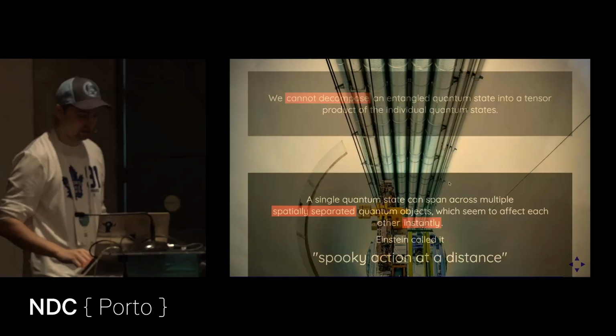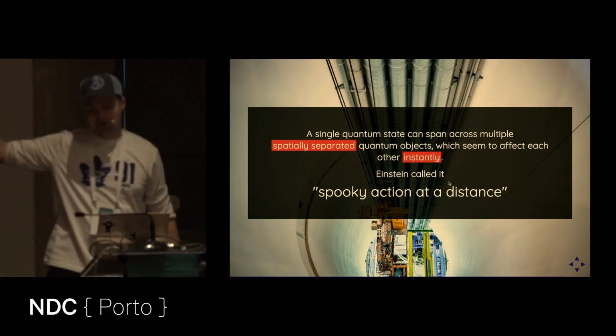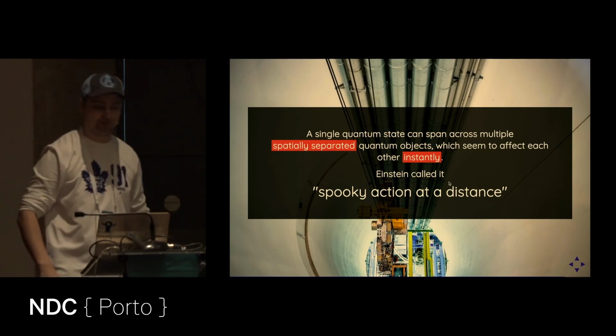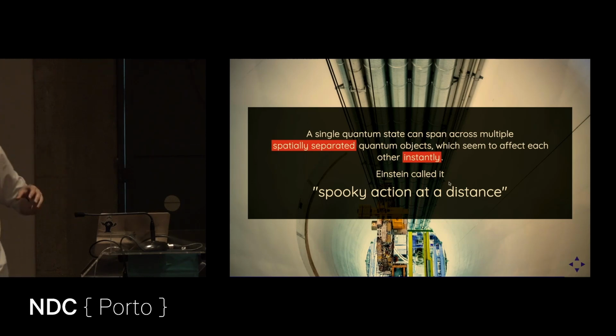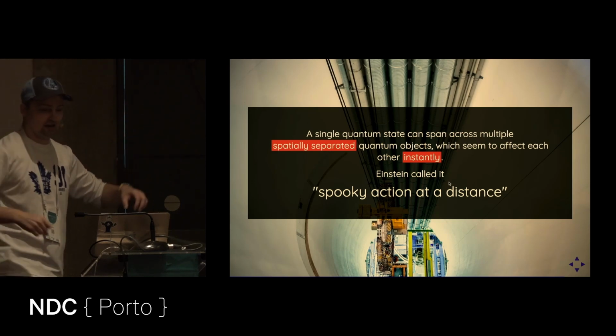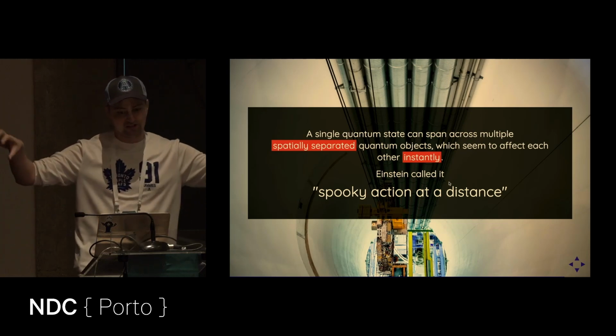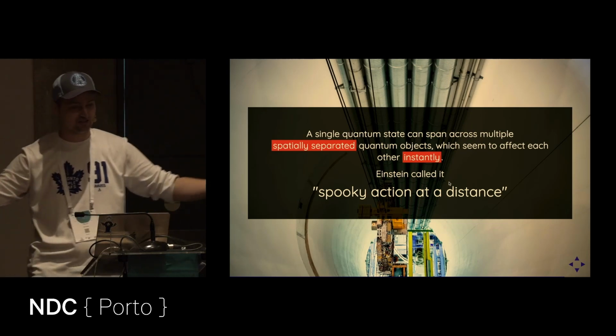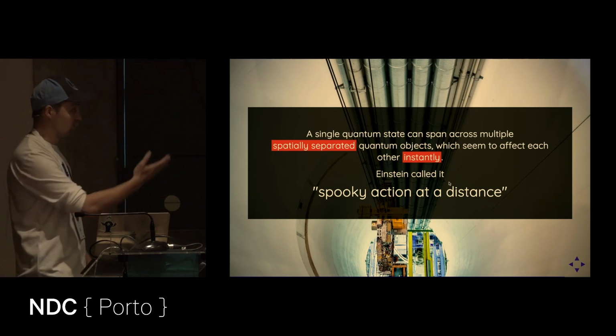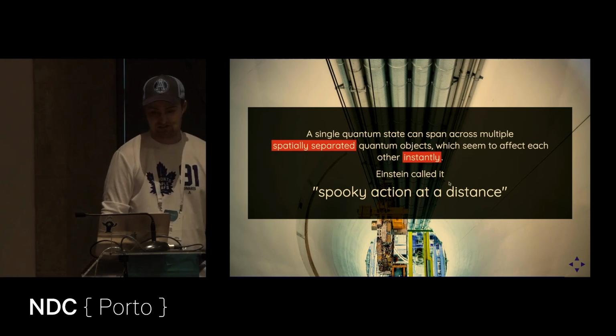But the problem is, we can send one of them this way and one of them this way. This is what is happening in the experiment. So they can become spatially separated, but quantum mechanics still tells us that they are one thing. And because of that, when they are measured, they acquire a random value, but it's always the same. So it seems that they are communicating instantly. And Einstein hated it as well, and he called it spooky action at a distance.